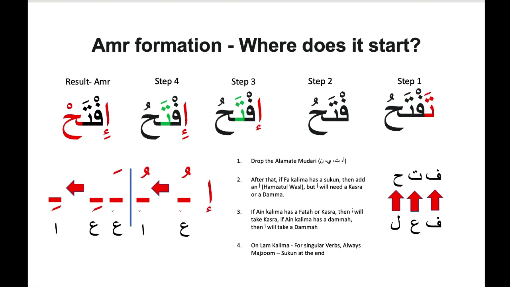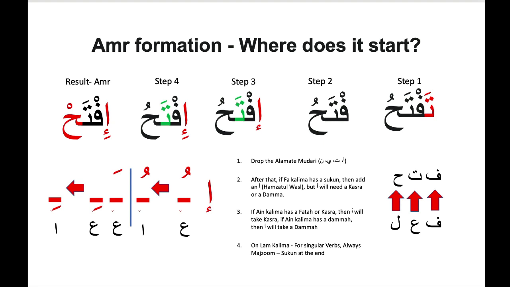We have to do something else to make it work, because alif doesn't have any haraka there. It doesn't have fatha, it doesn't have kasra, it doesn't have dhamma. Without that, obviously the word is not correct. So we have to find a haraka, and there is a rule for which haraka will come with the alif. And the rule is this. If you look at the text here, it says if ain kalima has a fatha or kasra, then alif will take kasra. If ain kalima has a dhamma, then alif will have dhamma.